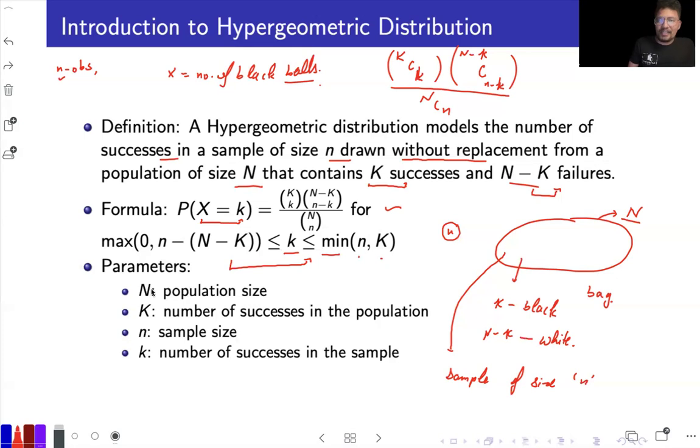Okay, so we are having a lot of parameters in this case. So that is the population size. Capital K is the number of successes in the population. Small n is the sample size. Small k is the number of successes in the sample. Okay, that is the idea. Let's move ahead then.